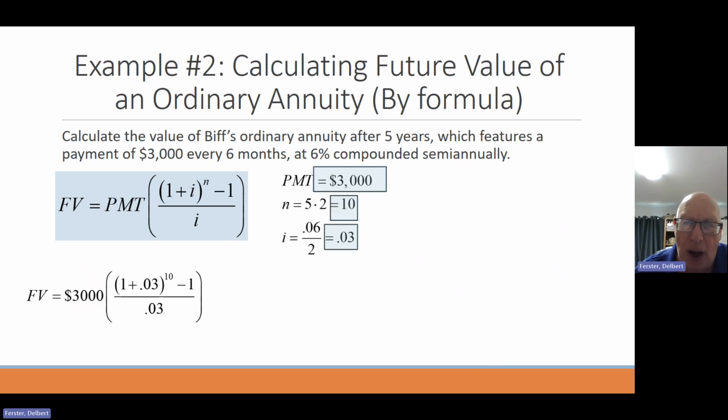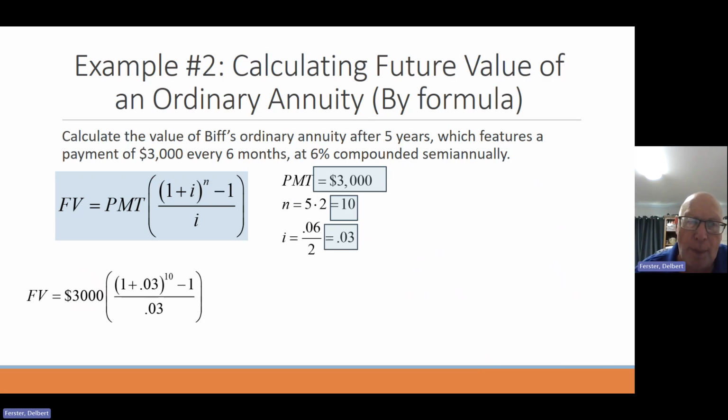So as we look at what we do know, we have a payment amount of $3,000, and we're going to make it every 6 months. The number of periods is 5 times 2. 5 as in 5 years, 2 as in twice a year. So there'll be 10 compounding periods over this annuity. And in fact, there'll be 10 payments of $3,000 over this annuity as well. The interest rate for each compounding period, since it's twice a year, is the yearly rate cut by 2, or 3%. So you can see the values getting substituted into the formula.